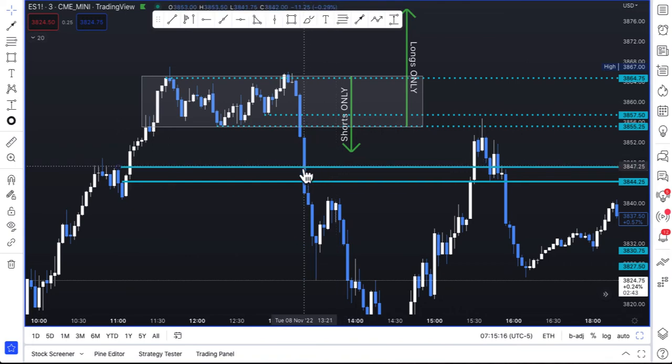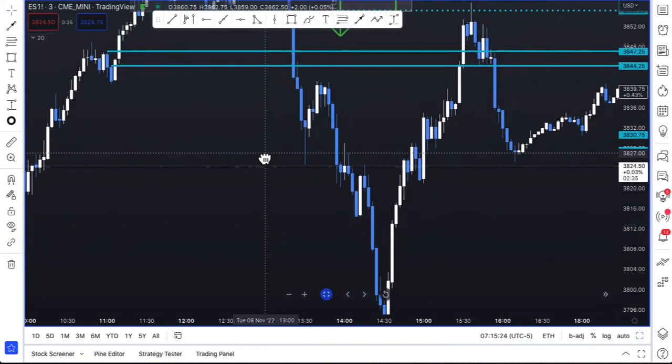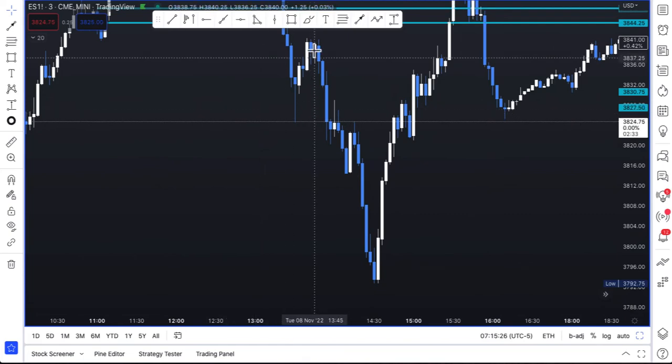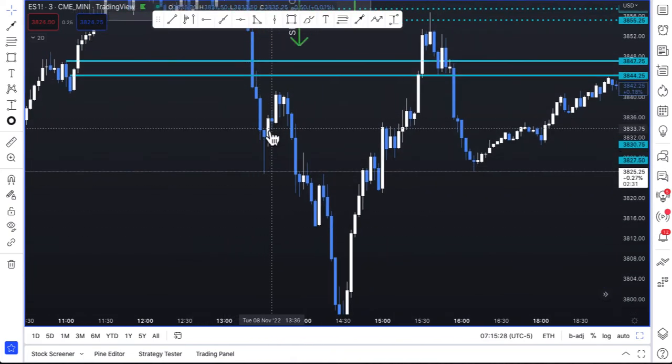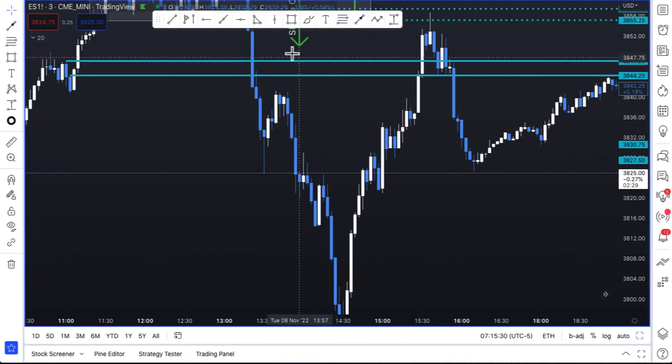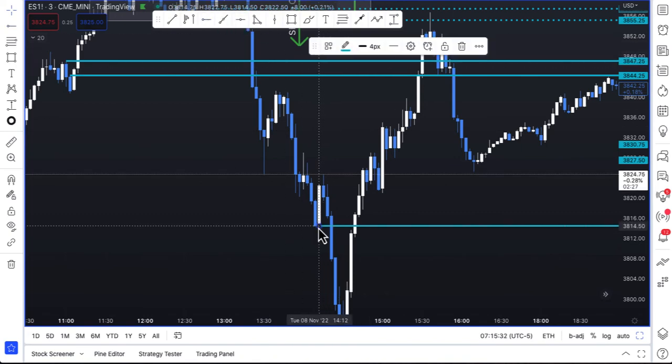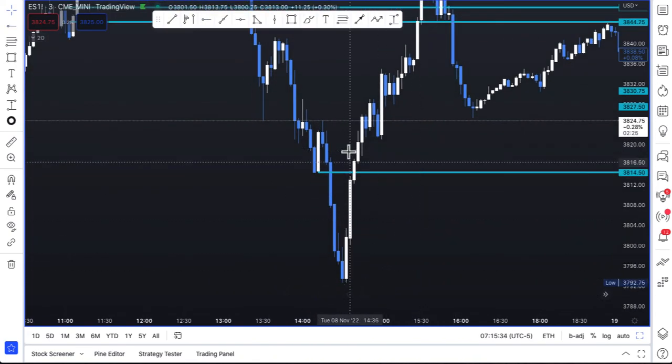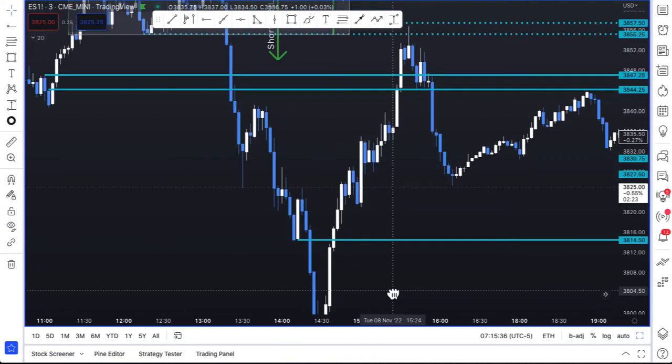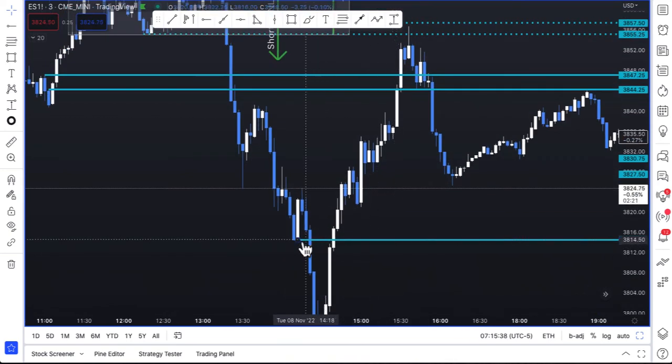Did price bounce off this level? Did price bounce off this level? No. So I do not have orderly price action yet. I am waiting till price starts bouncing between the intraday lines I have drawn. For example, here's a short. Did price bounce off my level? No, it didn't. So I know I do not have orderly price action yet.